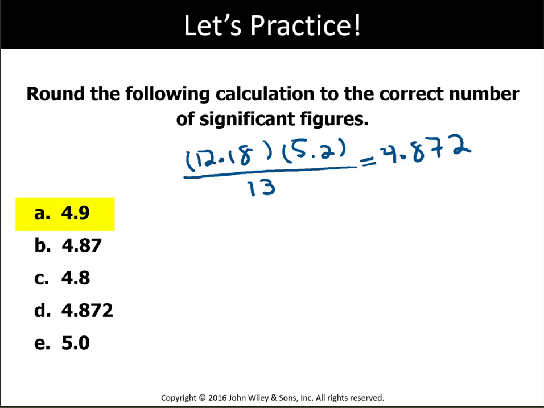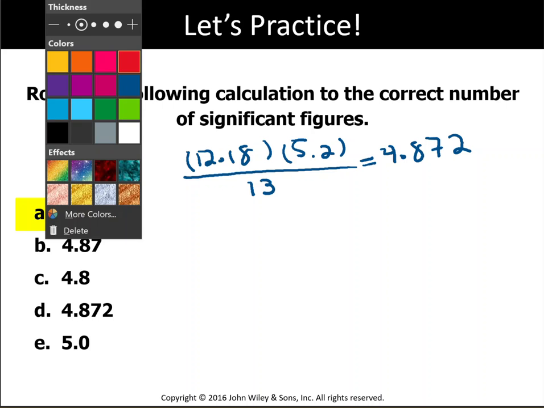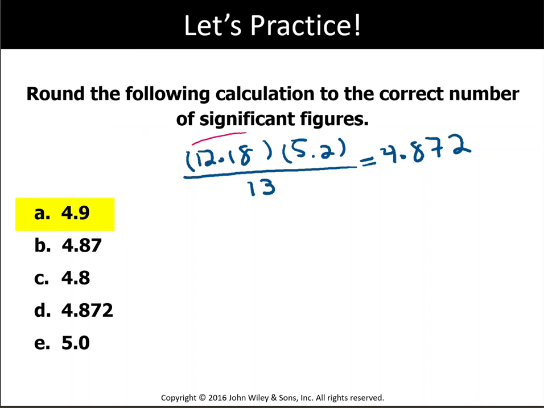Now, since these calculations involve multiplication and division, we want to look at the number of significant figures to see how many significant figures our answer should have. So this has 4 significant figures. This has 2 significant figures. And this also has 2 significant figures, meaning that our answer should have only 2 significant figures too. So I'm going to keep 4 and 8. Now, since the digit that comes right after 8 is 7, which is more than 5, you're going to round this to 4.9.